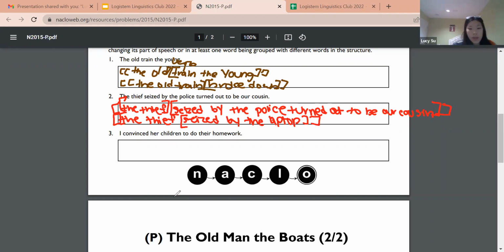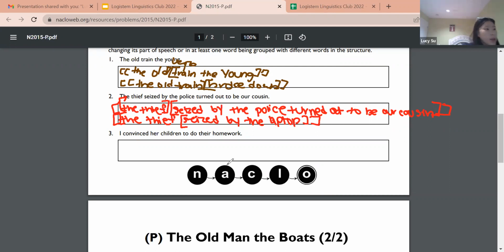So some other possibilities that you could have done were the thief seized by the police turned out to be our cousin, or the thief seized by the police turned traitor was our cousin. So again, turned is now the one that's changing, and everything else is staying the same.